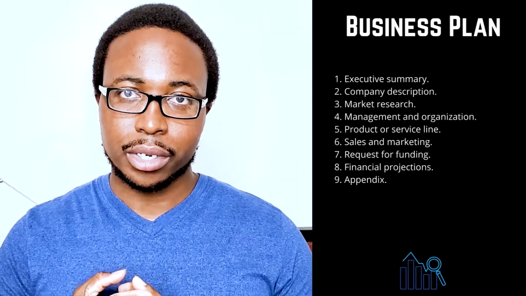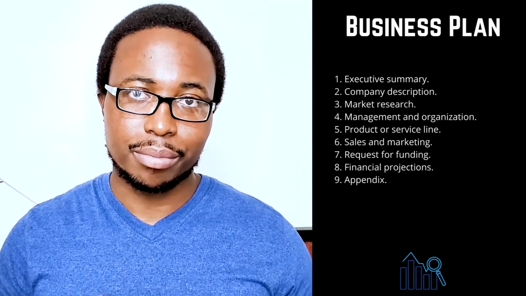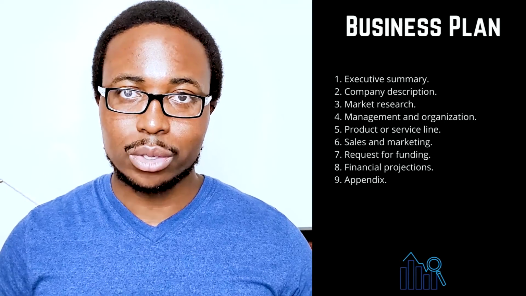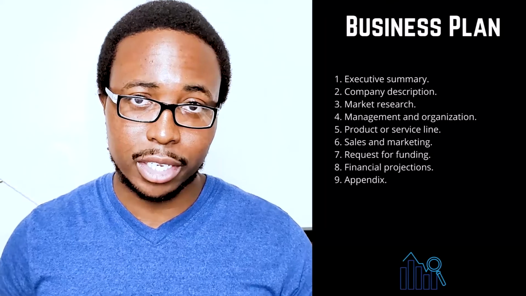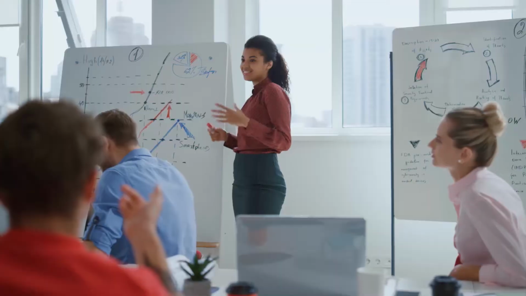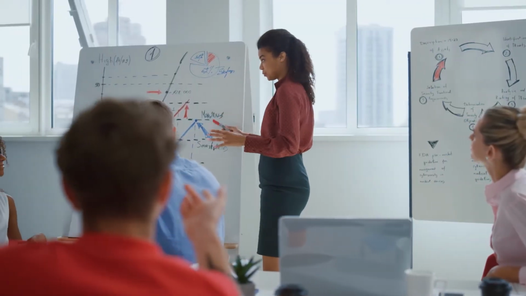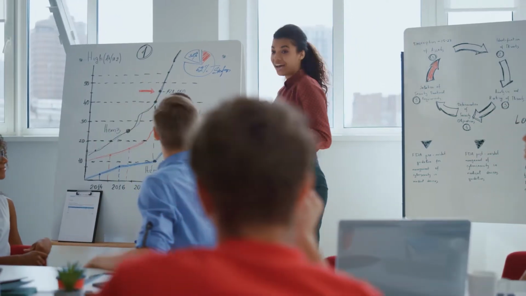1. Executive summary. Tell your readers about your company and why it will be profitable in a few sentences. Include your company's mission statement, product or service, and basic information about its leadership team, employees, and location. If you intend to seek funding, you should also include financial information and high-level growth plans.